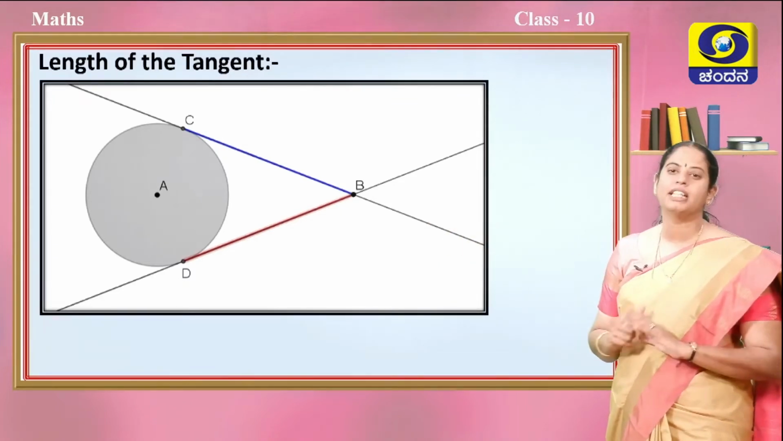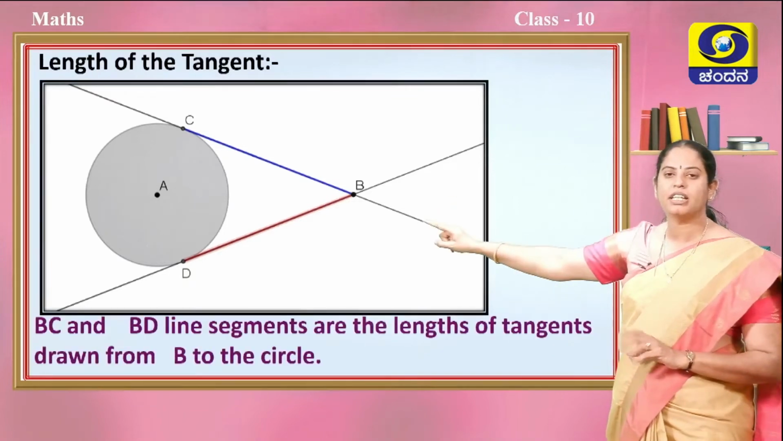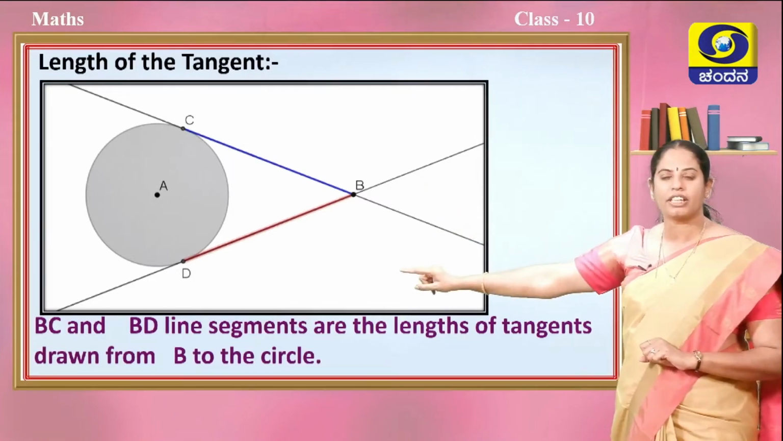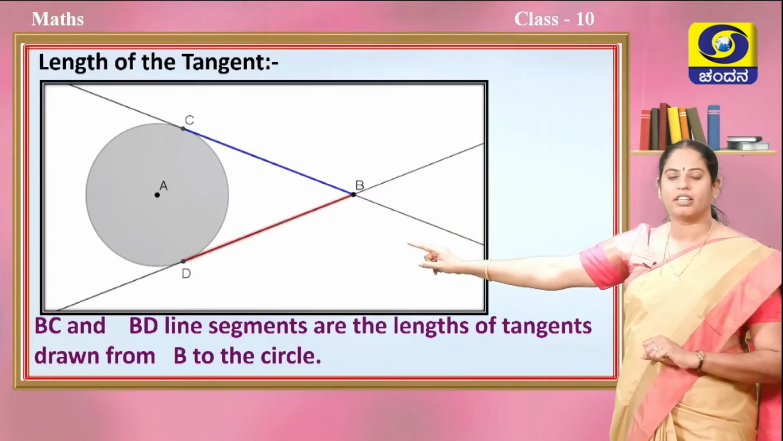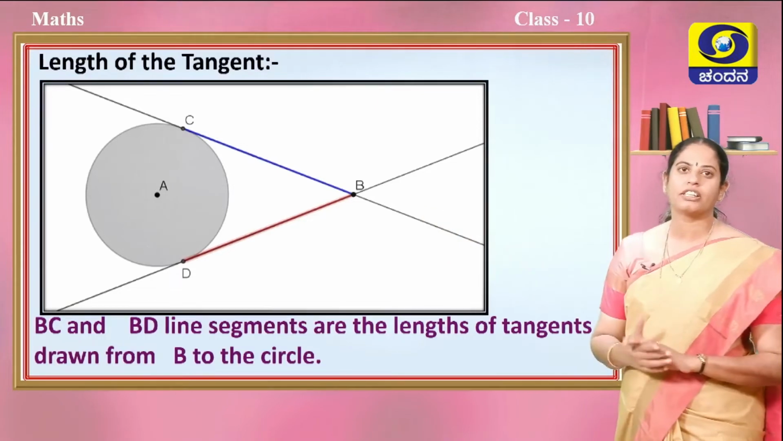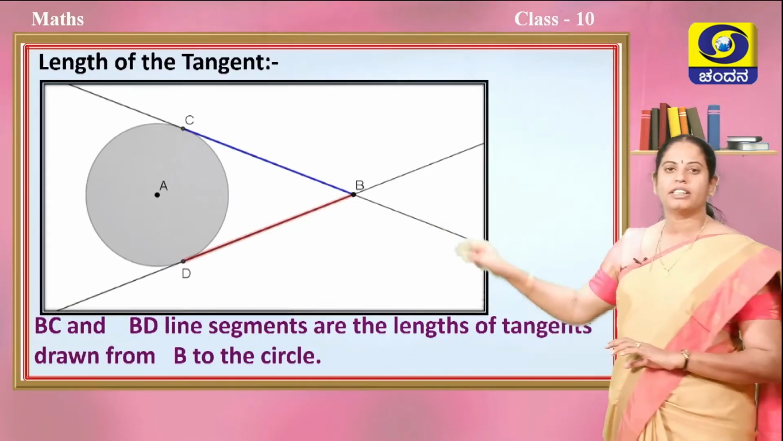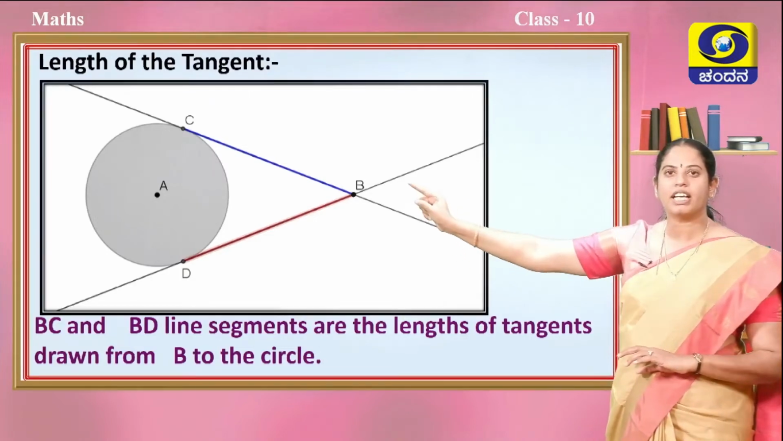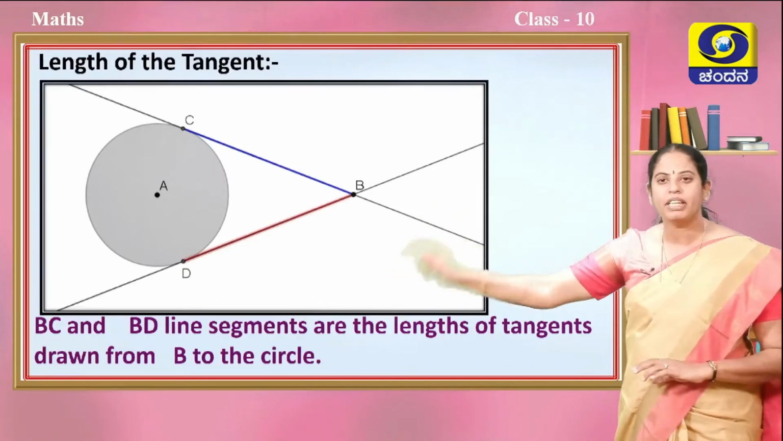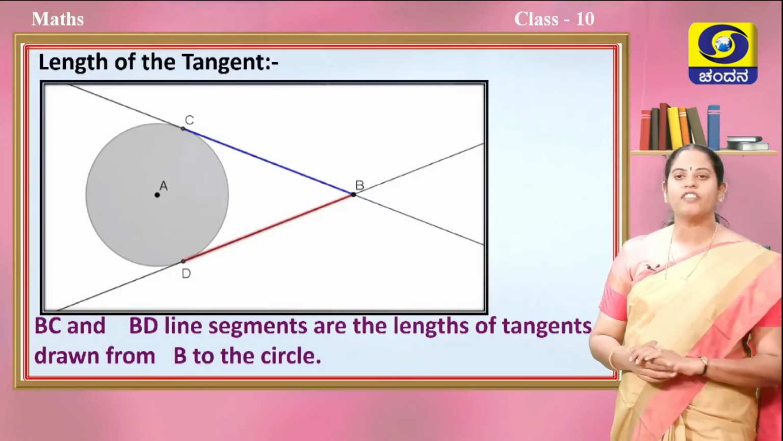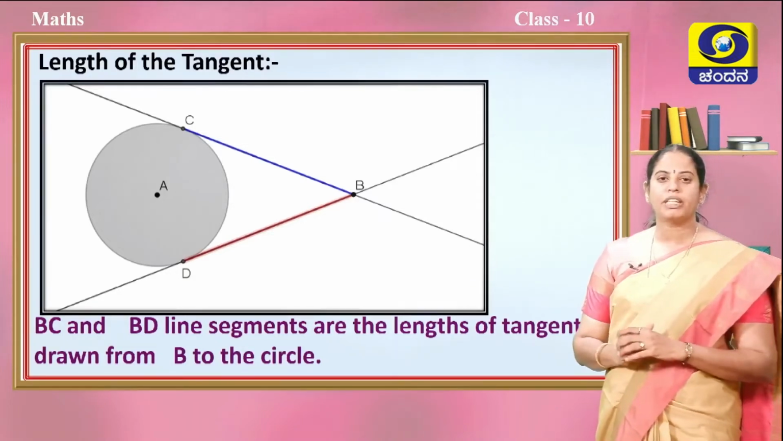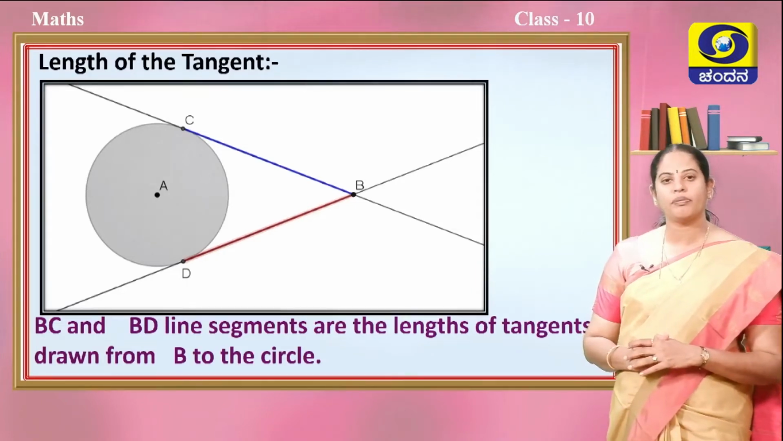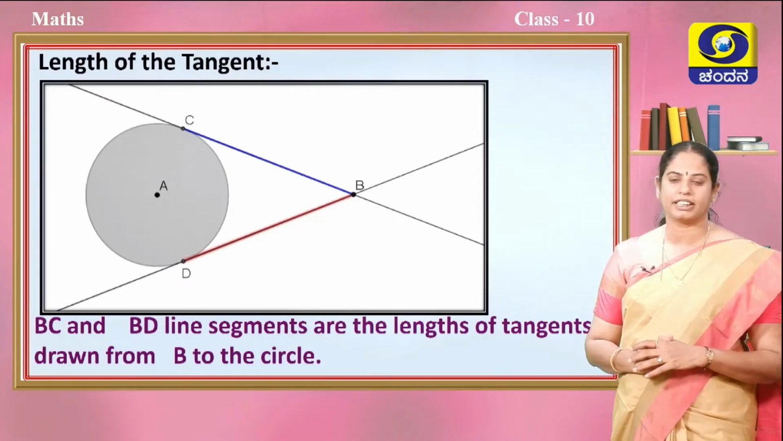How to measure the length? Here B is the point from where we are drawing the tangent, and C and D are the points of contact to the circle. The length of the line segment BC and BD are the lengths of tangents. So, BC and BD line segments are the lengths of tangents drawn from B to the circle.